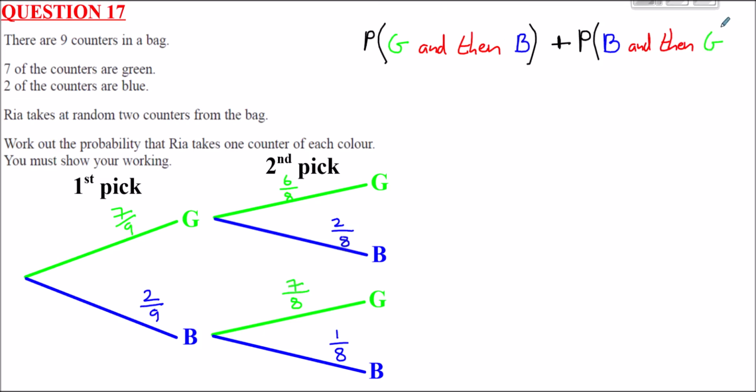Now, just as I've said that or works as addition, and or and then works as multiply. So this and then I'm going to think of as timesing. So the chance of picking green first was 7/9. If you picked green first and then picked blue, that would be 7/9 times 2/8.